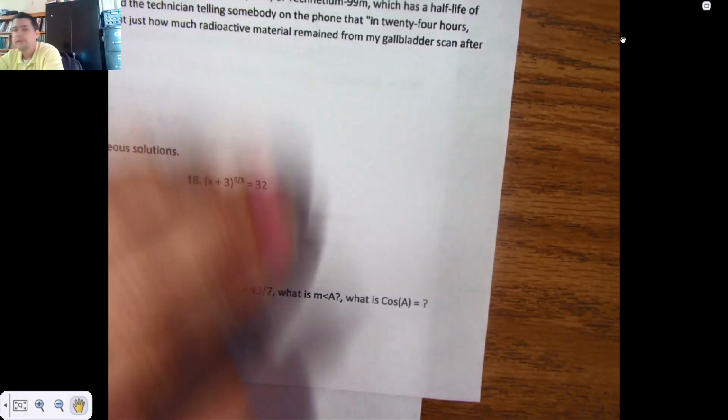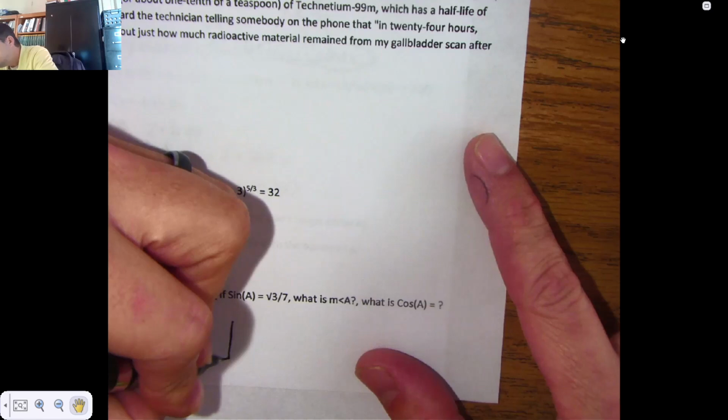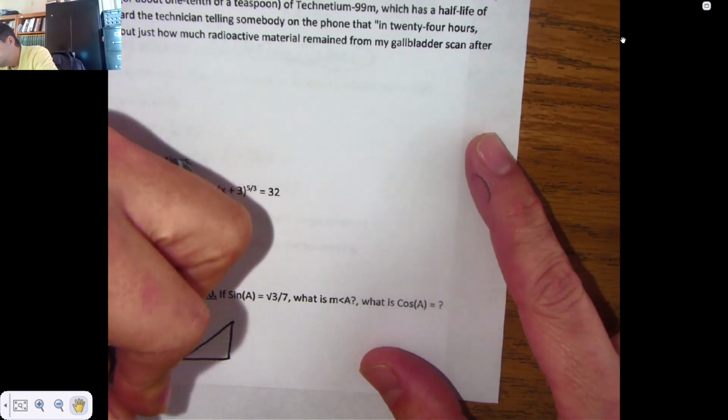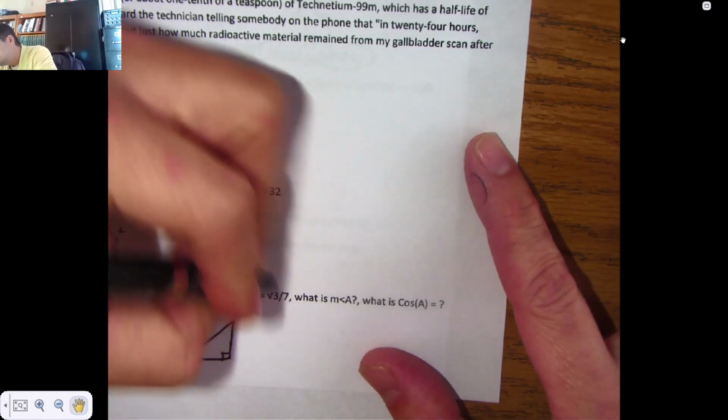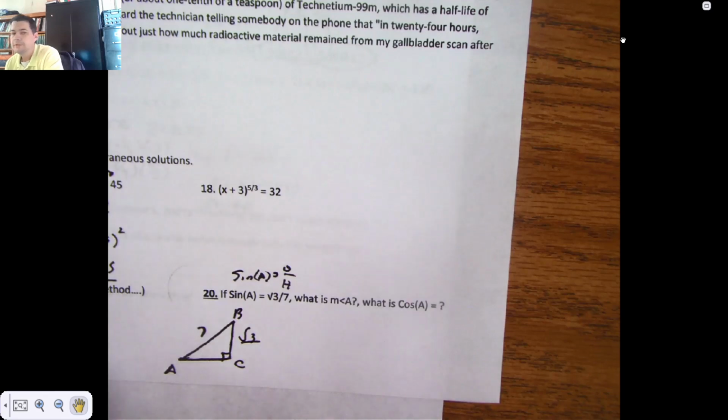20, if the sine of A is root 3 over 7. So what you do is you draw yourself a little right triangle. By the way, think about the sine ratio being opposite over hypotenuse. Opposite of angle A is root 3, hypotenuse is 7. C is always the right angle. All right. It says, what is the measure of angle A? What is the cosine of A?